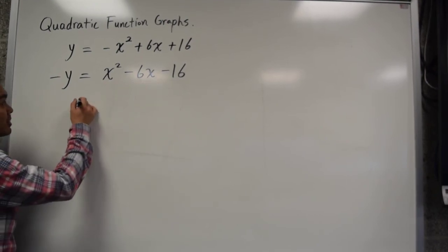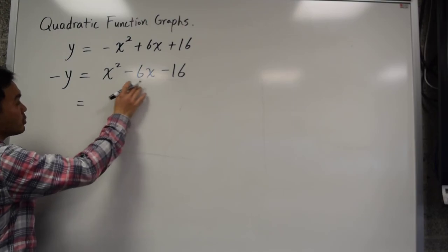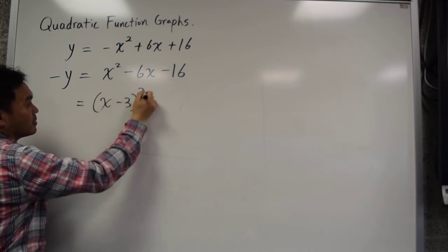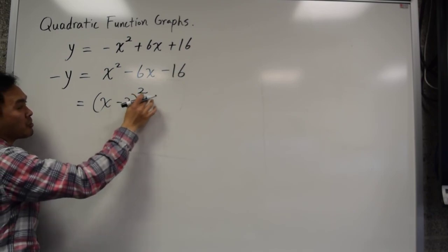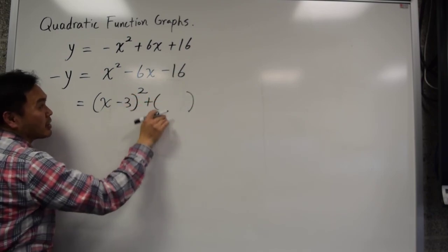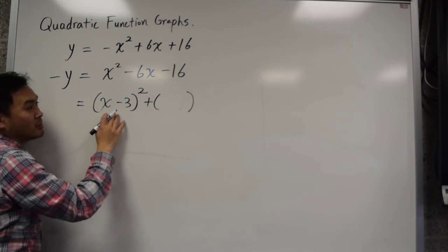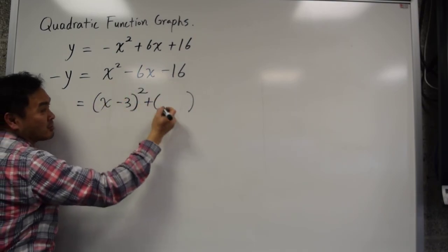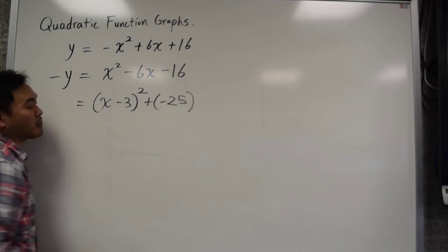So let's try that. What is this? You take half, and the question is negative 3 squared plus what gives you a negative 16, right? Negative 25. Negative 25, right? Negative 3 squared is 9. 9 plus negative 25 is negative 16, so it's negative 25, right?